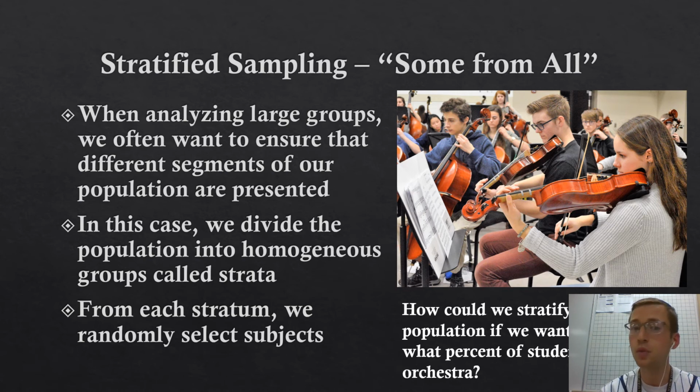And what we want to do when we do a stratified sample, after we put them into these groups, is randomly select some people from each of the groups. That's where the "some from all" comes in. So we want some freshmen, we're going to randomly select from the freshmen. We want some sophomores, we're going to randomly select from the sophomores, and do the same thing for juniors and seniors. And that way, we can ensure that we have a balanced and well-represented sample.